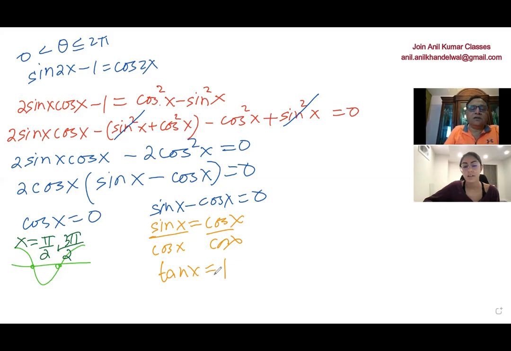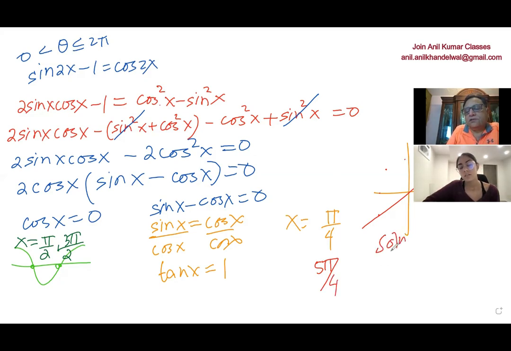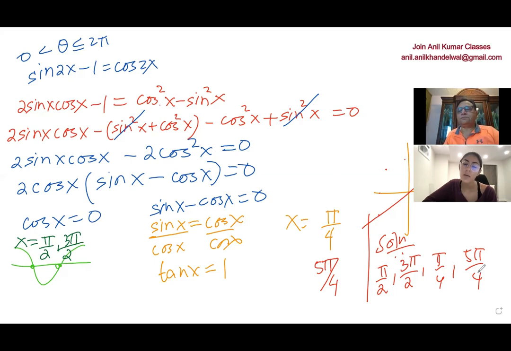So basically tan x is 1, and tan x is 1 for what? For x equals pi by 4, right? Because tan is positive in these 2 quadrants. So we have pi by 4 here, and 5 pi by 4. So the solutions for this equation are pi by 2, 3 pi by 2, pi by 4, and 5 pi by 4. Is that clear to you? My question is that from pi by 4, you derive 5 pi by 4.